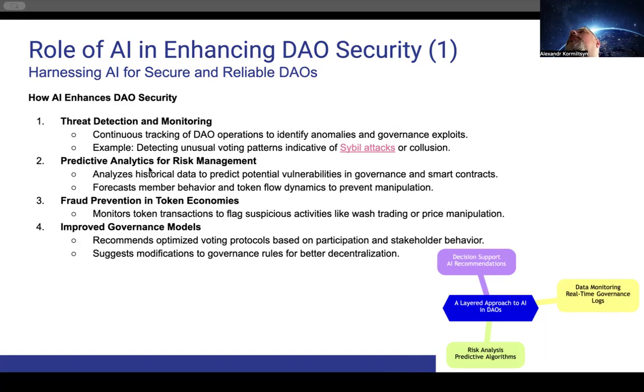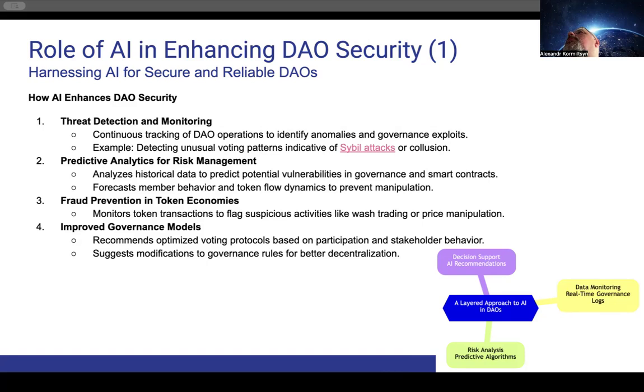We can also practice predictive analytics for risk management. As I already said, you try to extrapolate if you get too far off track from certain patterns of behavior that typically occur on a DAO. So you analyze the historical data to predict potential vulnerabilities in the governance and smart contracts, and then you can forecast member behavior and token flow dynamics to prevent manipulation.